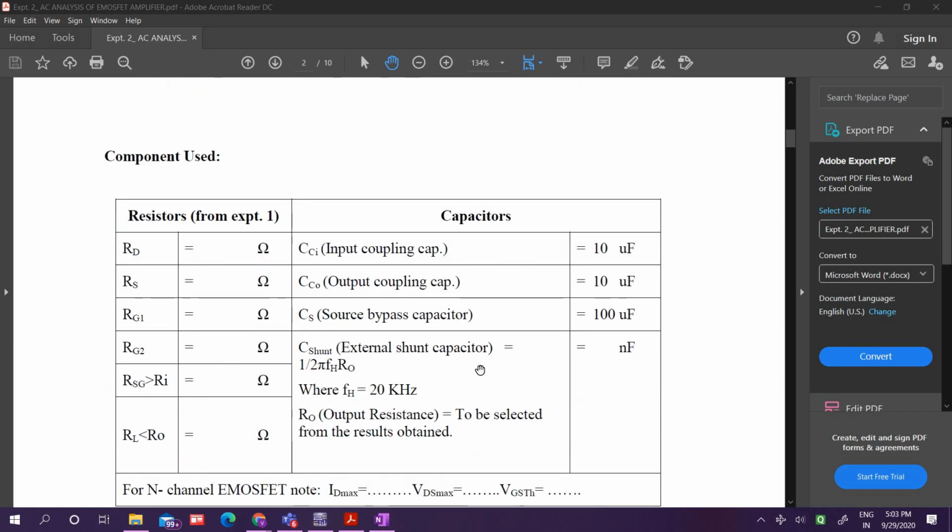These are the component lists with which we have already found the values of RD, RS, RG1 and RG2 in experiment number 1. Again we have taken the coupling capacitor value as 10 microfarad and the source bypass capacitance as 100 microfarad. These are the standard values. Why does the source bypass capacitor have a higher value? Because we require less impedance or less reactance in that path. As the C value is increased, we get less reactance, that is X equals 1/(2 pi F C).